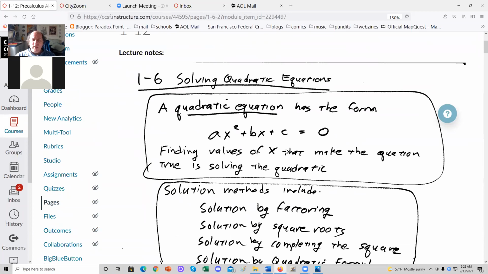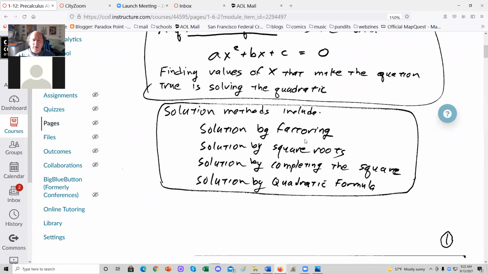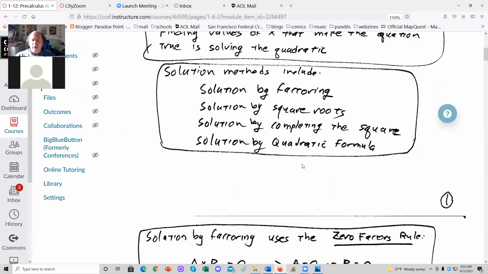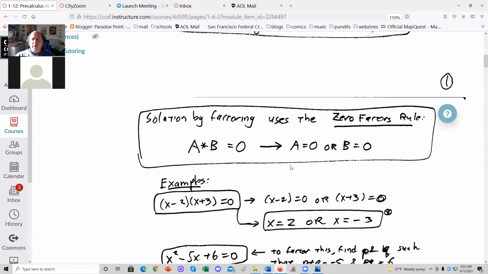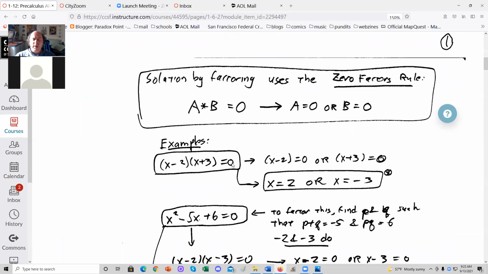There are various methods of solution: by factoring, by square roots, by completing the square, and by the quadratic formula. Solution by factoring uses the zero factors rule. If a product equals 0, then one of the factors must be 0. For example, x minus 2 times x plus 3 equals 0. This means that either x minus 2 is 0 or x plus 3 is 0. This in turn means that x equals 2, and x equals negative 3. So this quadratic has these two solutions: x equals 2, x equals negative 3.